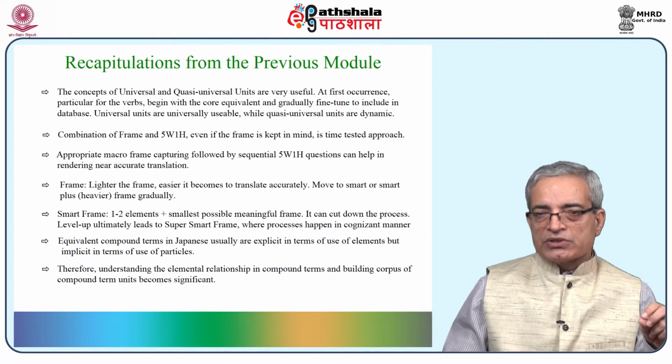Equivalent compound terms in Japanese usually are explicit in terms of use of elements, but implicit in terms of use of particles. Therefore, understanding the elemental relationship in compound terms and building a corpus of compound term units becomes significant.